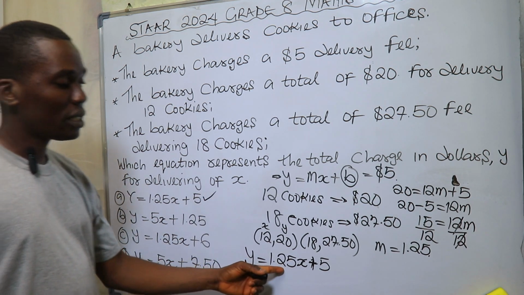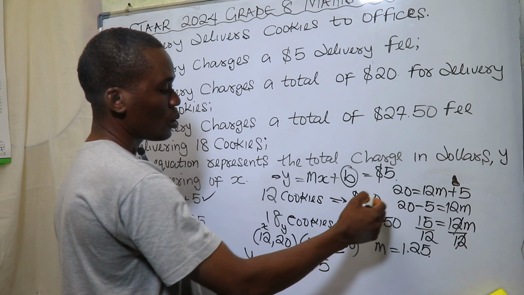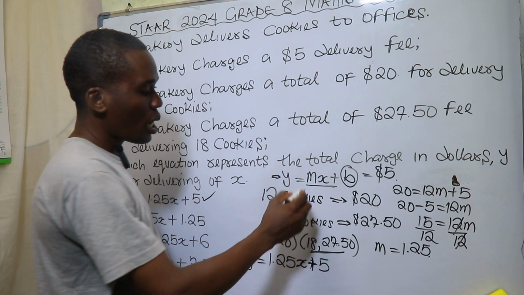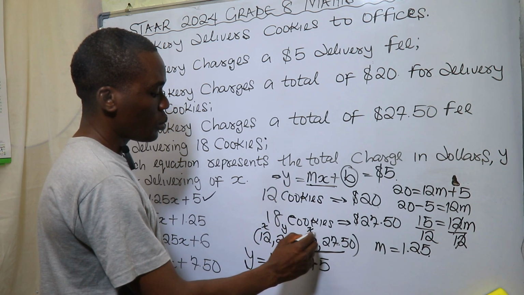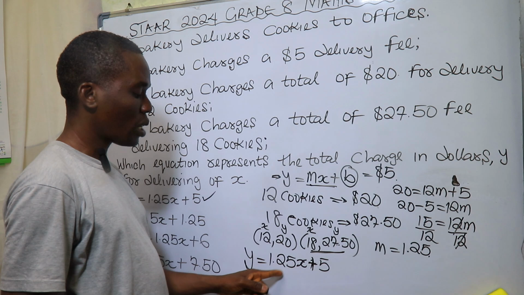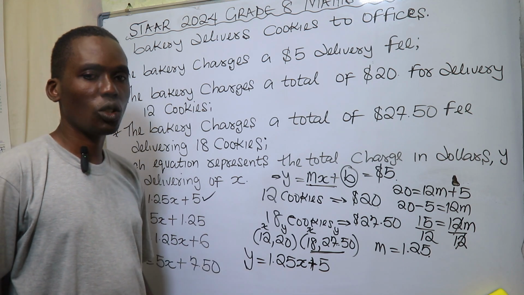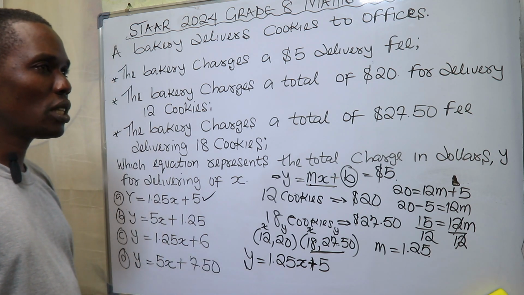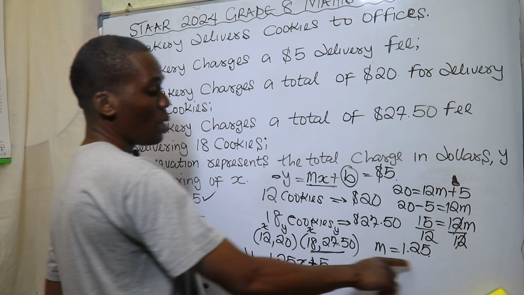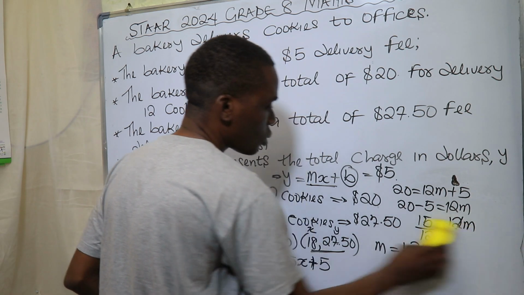Now I want you to try this, inserting these other coordinates into this expression and see if you are able to get the value of 1.25 as m. Insert your x equal to 18 and your y equal to 27.50. If you get 1.25, then you will see that the expression is correct. Now let's verify to see if our solution is right. Remember, we got our m to be equal to 1.25.